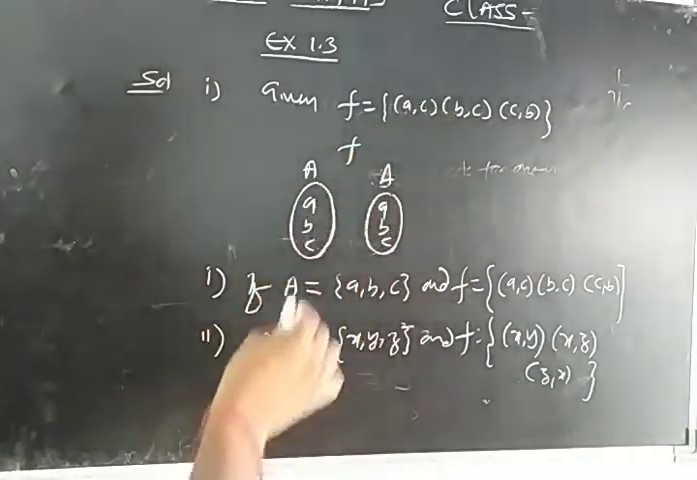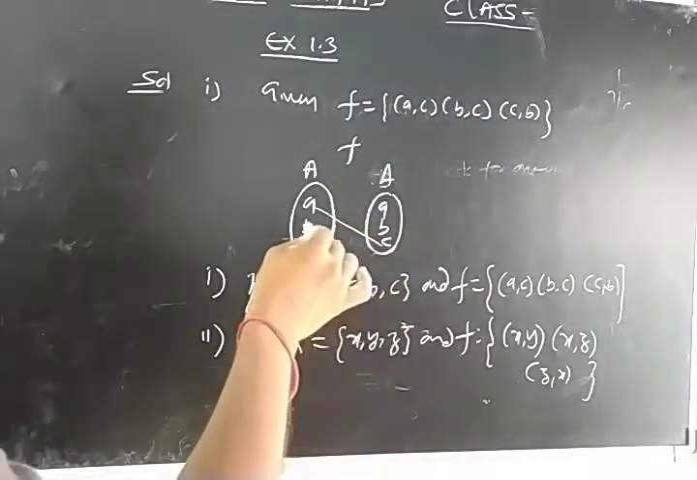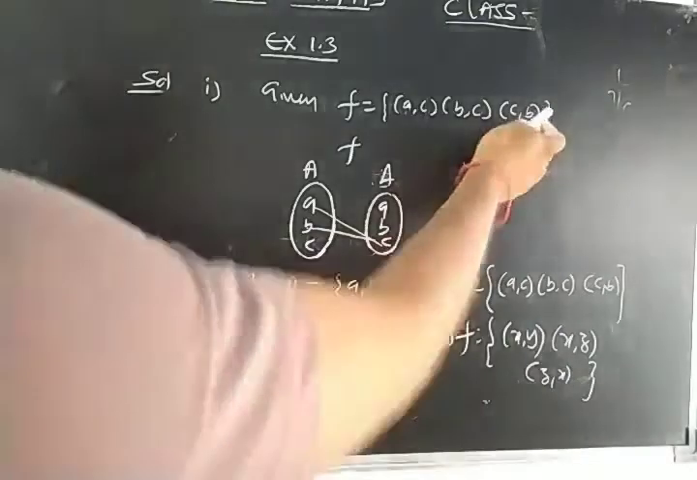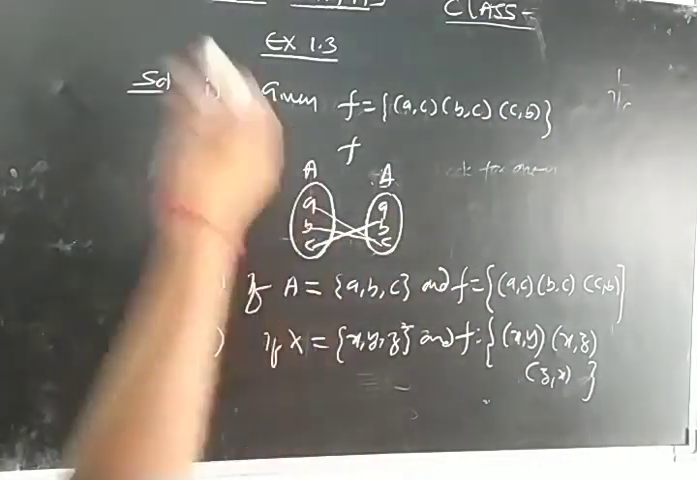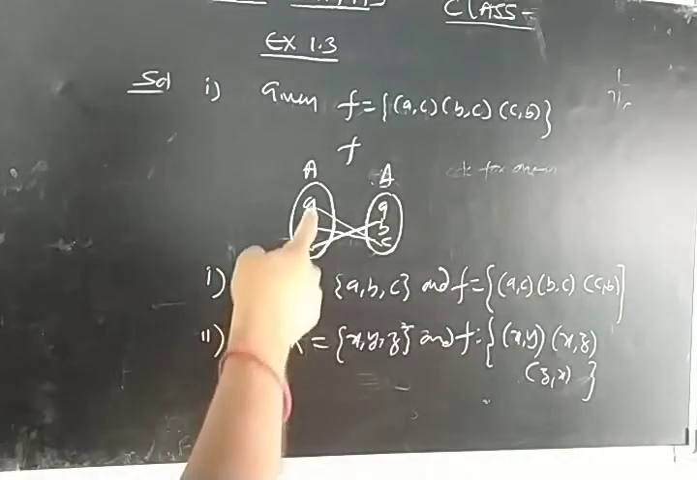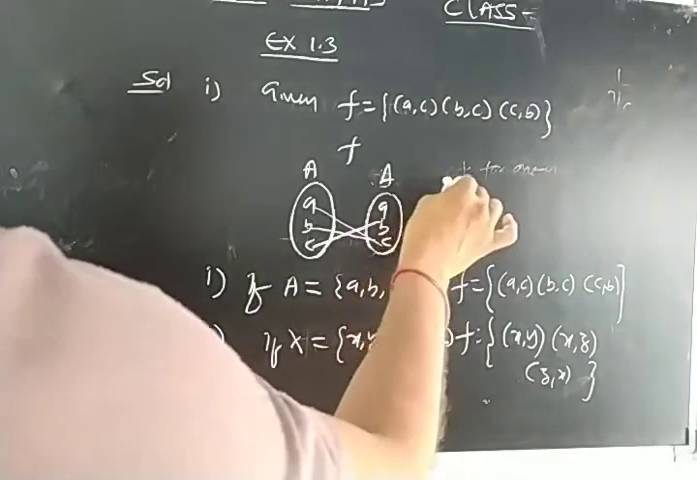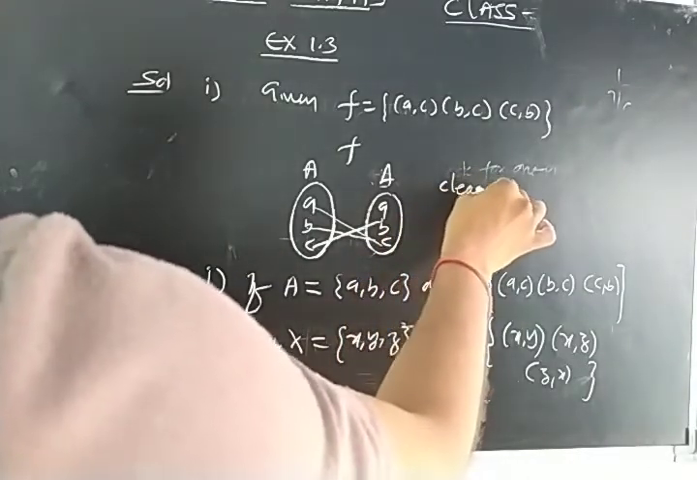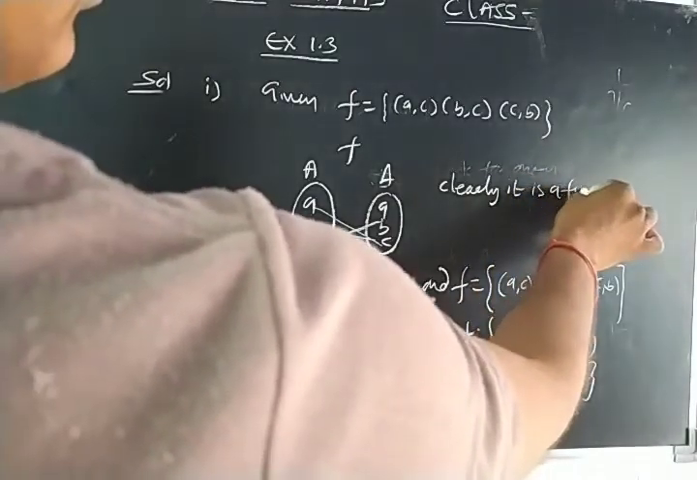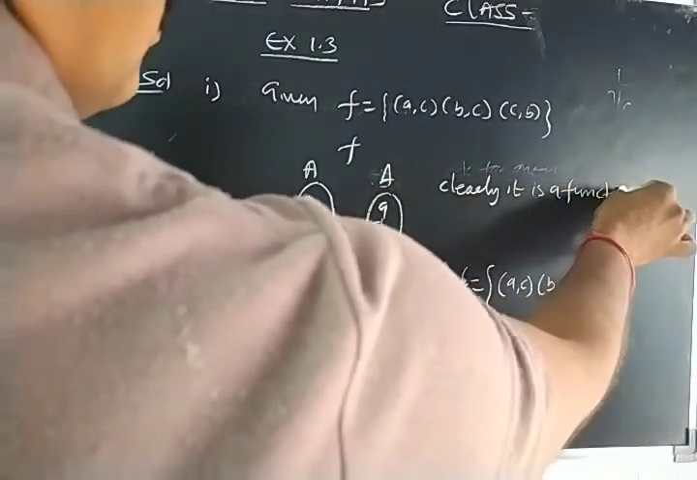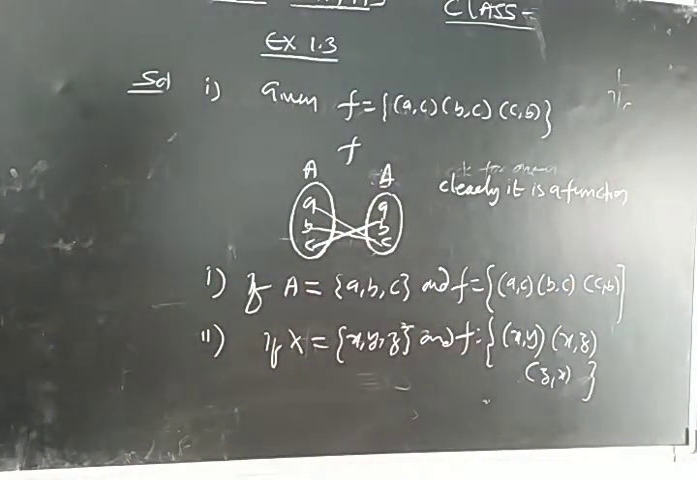Observe the first ordered pair, a related with c. Second ordered pair, b also related with c. From the third ordered pair, c related with b. Now check, is this a function? Yes, every element has a unique image. Okay, it is a function. Clearly it is a function. Right? If it is a function, what is he asking? Check 1-1ness and ontoness.